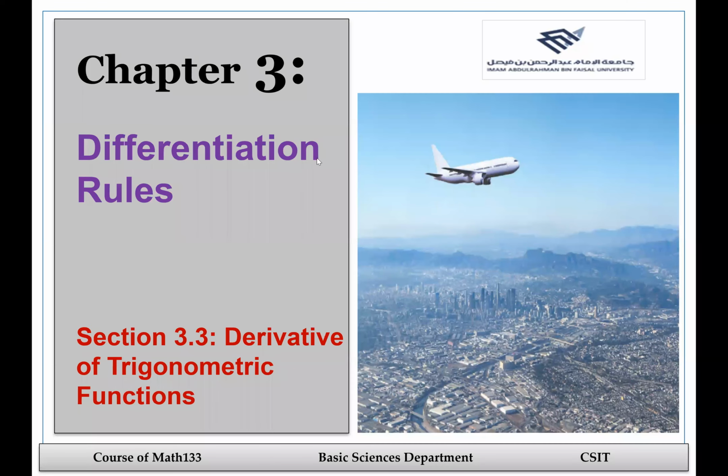Hi, this is section 3.3, which is about derivative of trigonometric functions.